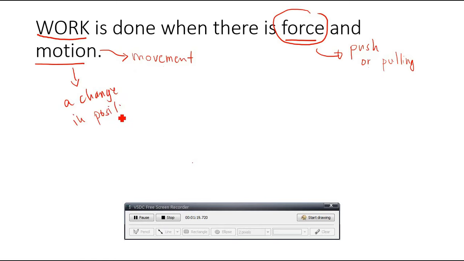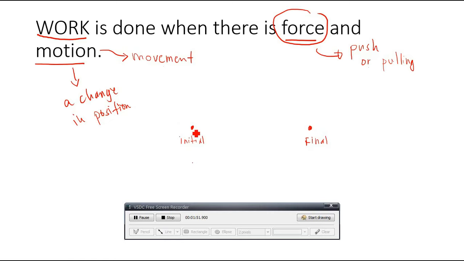In motion, basically you have two different positions. So you have this position or point, and then you have another position or point. This point or position is called your initial position or initial point. And this one is your so-called final position or final point. If there's a motion, the object or the body will move from the initial position to the final position.